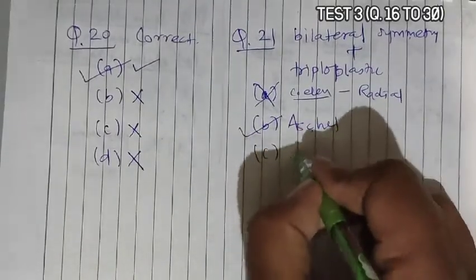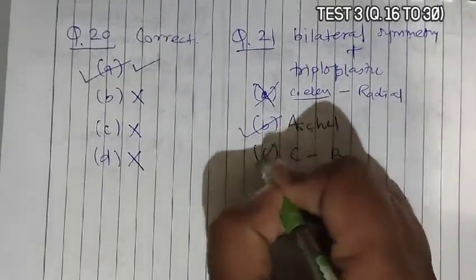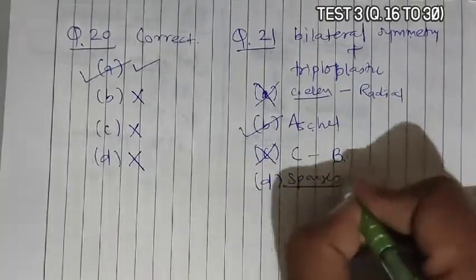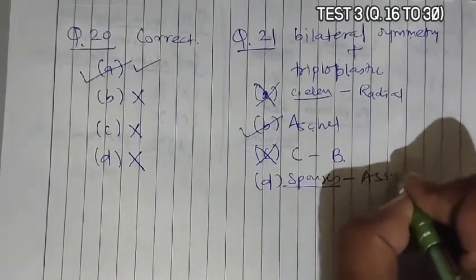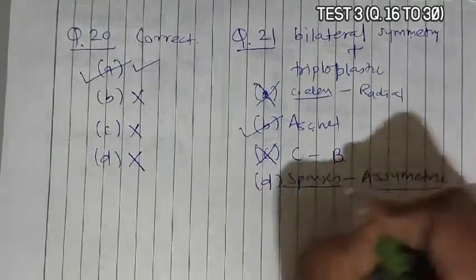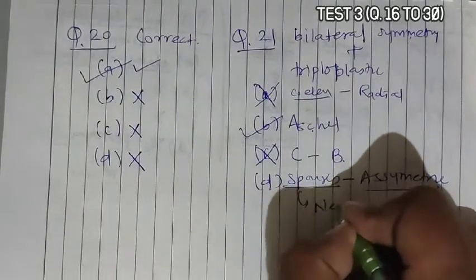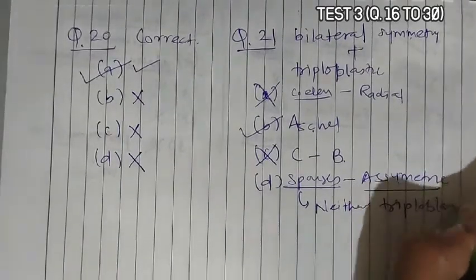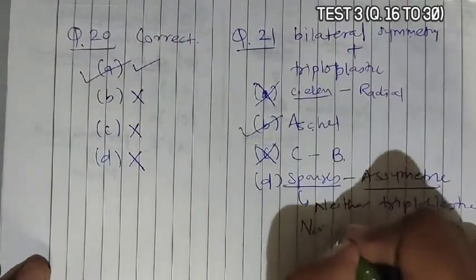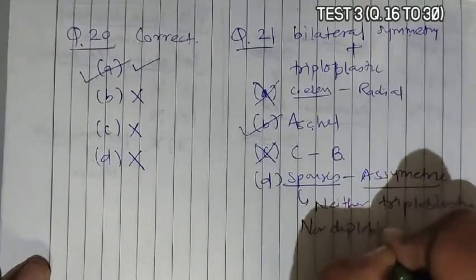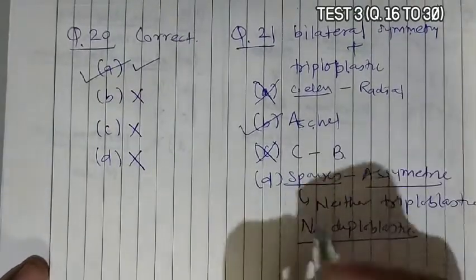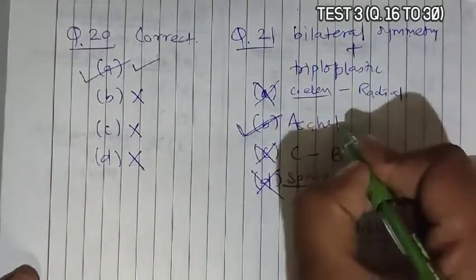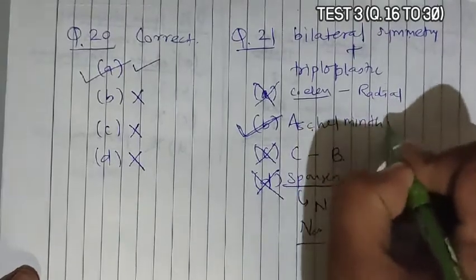Option C, Ctenophora have radial symmetry, so it is not a correct option. And option D, sponges are asymmetric, they do not have any symmetry, and they are neither triploblastic nor diploblastic because they have a cellular level of organization. So this is also incorrect. The correct answer is option B, that is aschelminths.